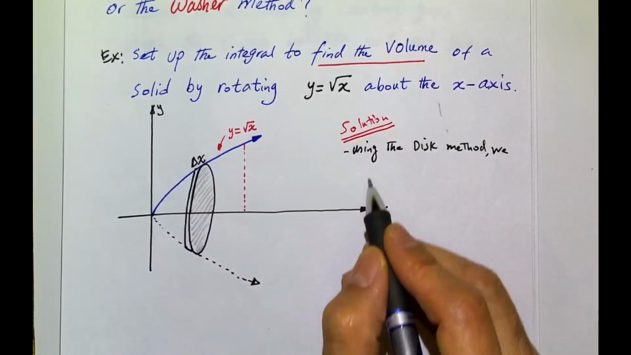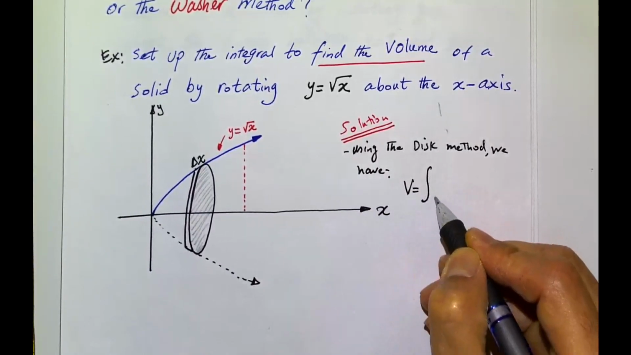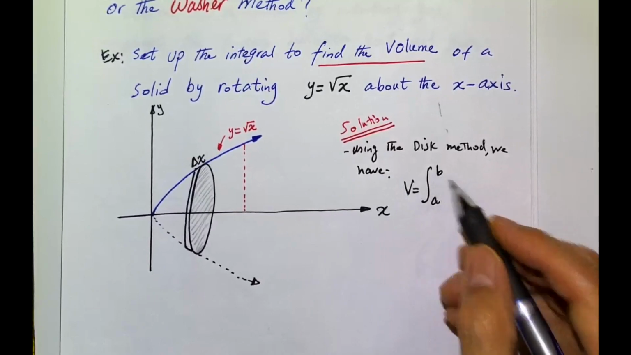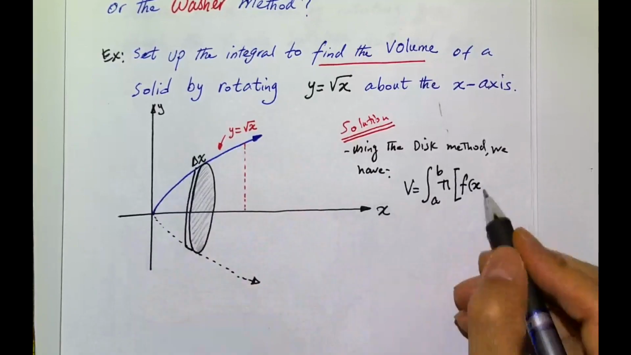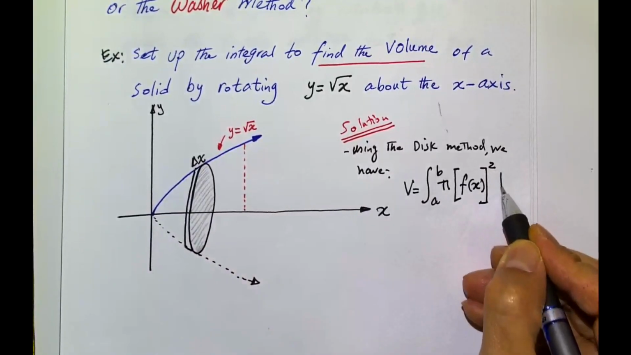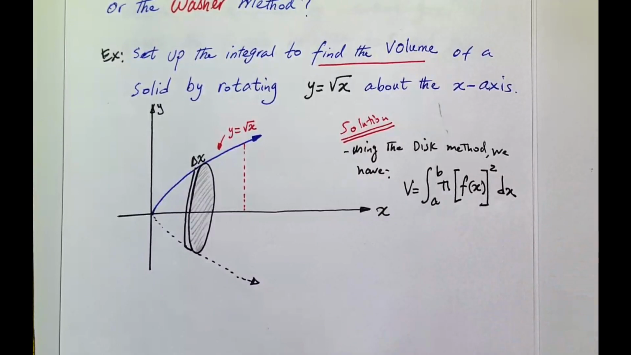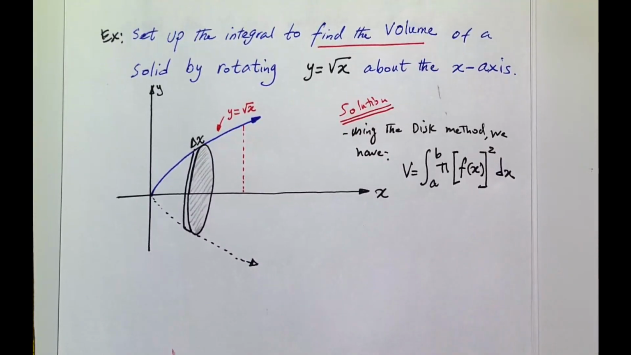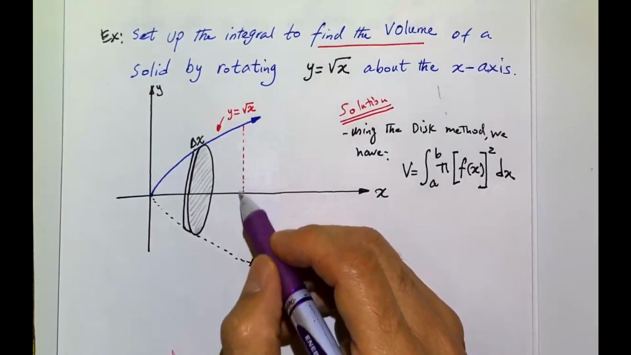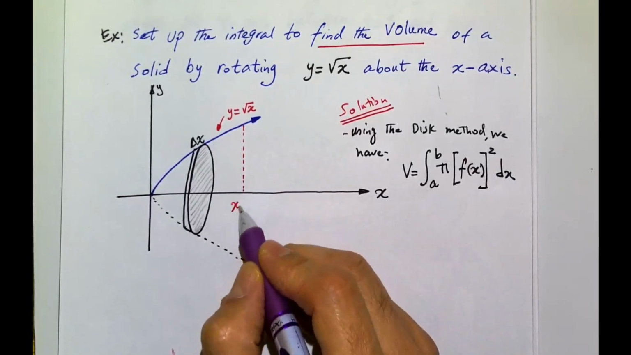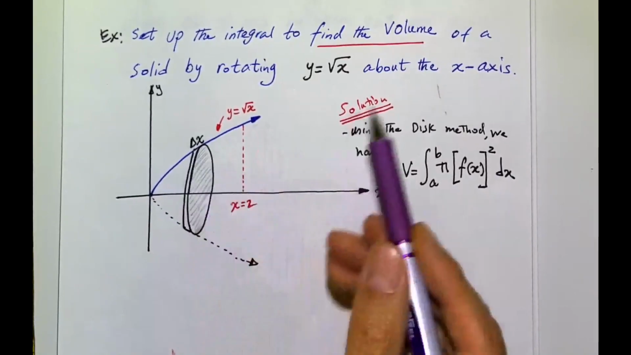Using the disk method, we have the formula for the volume, that is V equals the integral with limits of integration from a to b of pi times the function of the curve, and that function squared, and we're rotating along the x-axis, so we have dx, right? So if we substitute, we can take this vertical line that I've drawn, any x value, but let's just say that's x equals 2, right? So we want to integrate using the disk method.